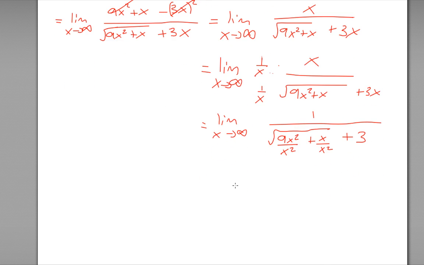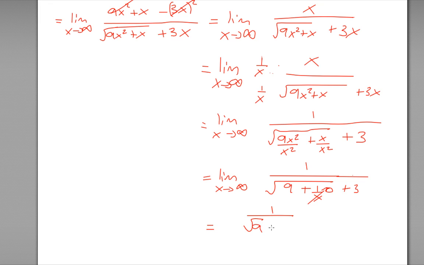And now when we calculate all of this, this ends up being the limit as x goes to infinity of 1 over the square root of 9 plus 1 over x, plus 3. Now, as x goes to infinity, this 1 over x goes to 0, because the limit as x goes to infinity of 1 over x is 0. So this actually makes it 1 over the square root of 9 plus 3, which is 1 over 3 plus 3, which is 1 over 6 is the limit.